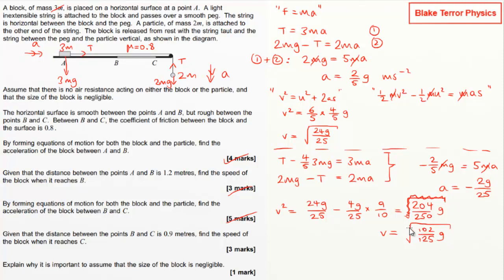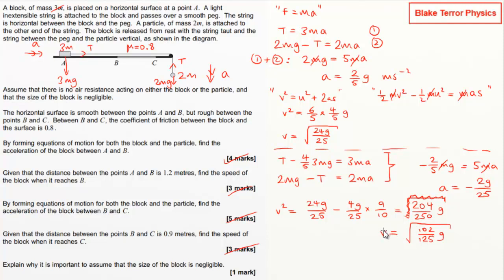It hasn't got any obvious factors, and I don't really care if that can be particularly simplified. We can just stick it into the calculator if you want to know what an approximate number is going to be for that.